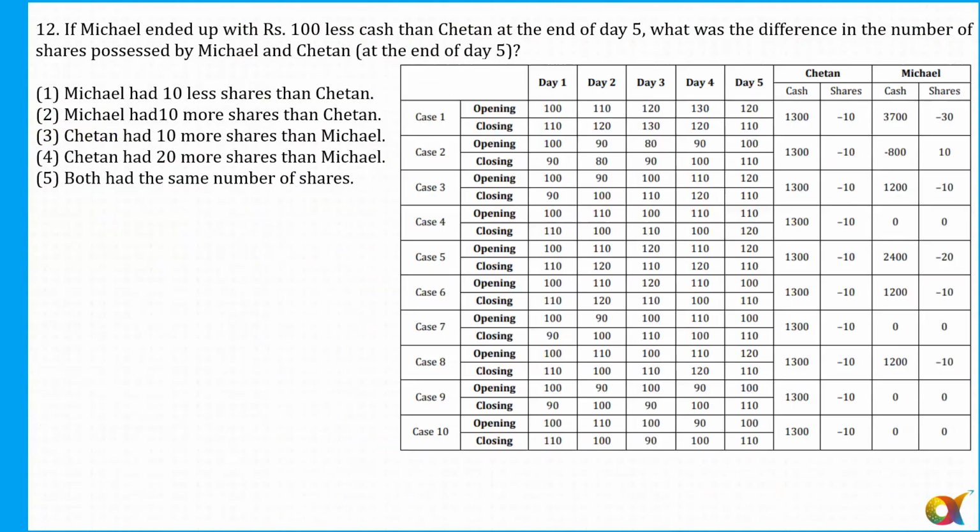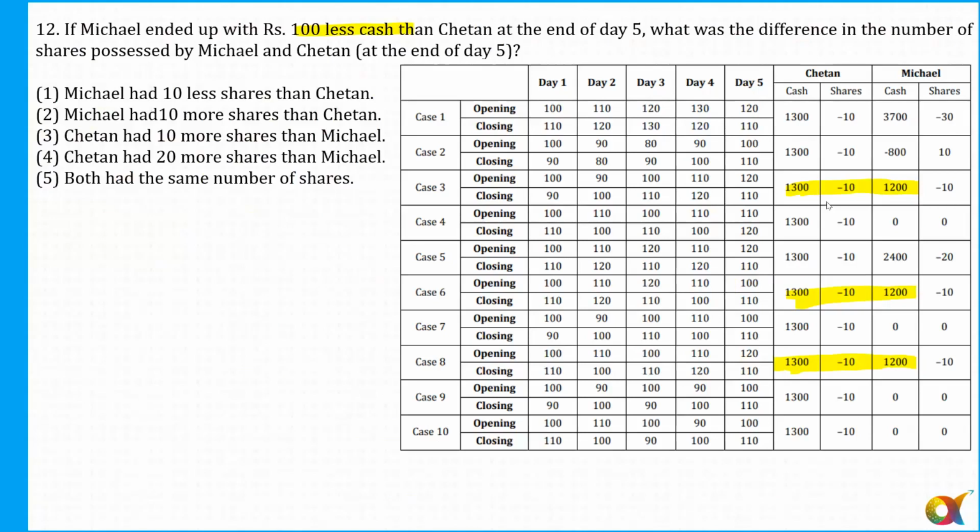Okay, question number 12. It says, if Michael ended up with 100 less cash than Chetan at the end of day 5, Michael has got 100 less than Chetan. So I think he's at 1200, he's 600 at 1200, and he's 800 less. Now, what was the difference in the number of MCS possessed by Michael and Chetan on Friday?